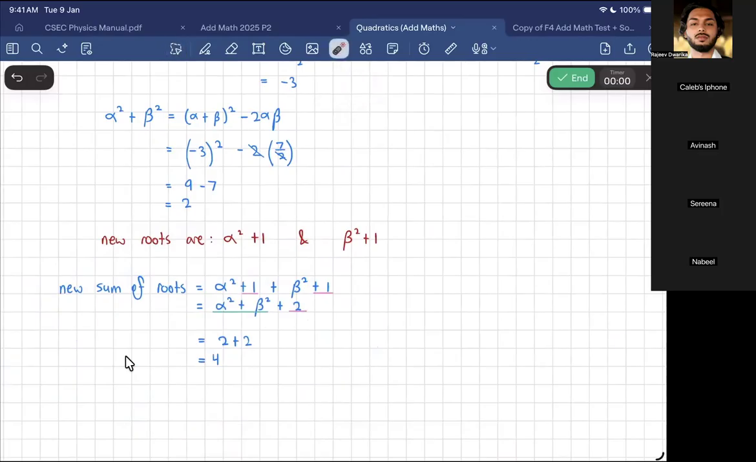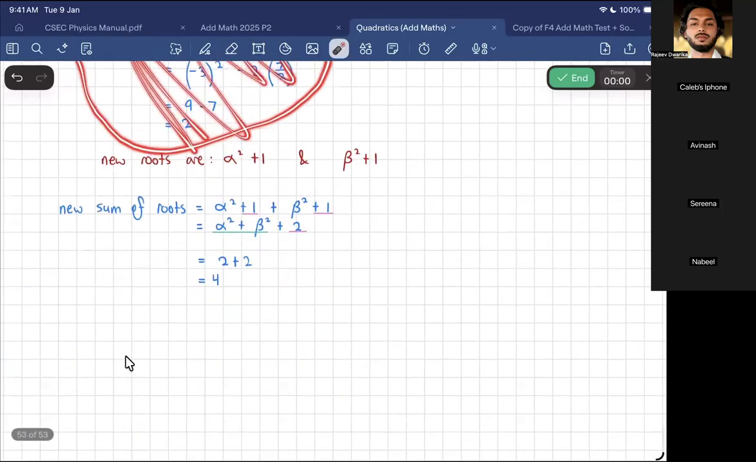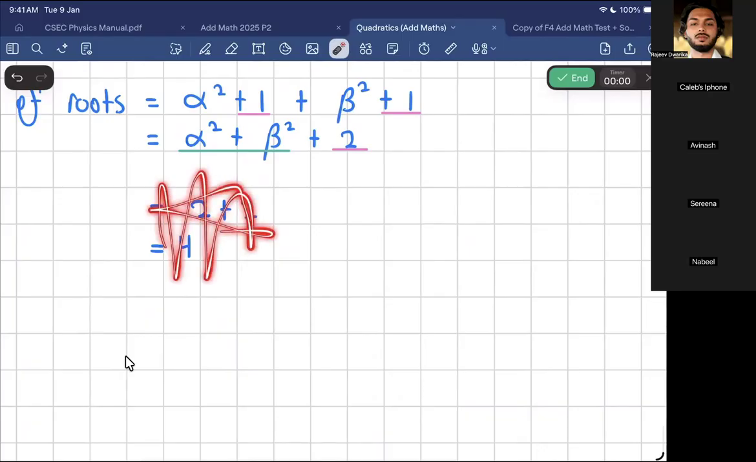Okay. Now, Nabil, you there? Yes, sir. Nabil, if you did not calculate this in this line, forget about it. What would you write in the next line? What would you replace alpha squared plus beta squared with? Nabil, remind me, what is alpha squared plus beta squared equal to? Alpha plus beta squared minus 2 alpha beta.